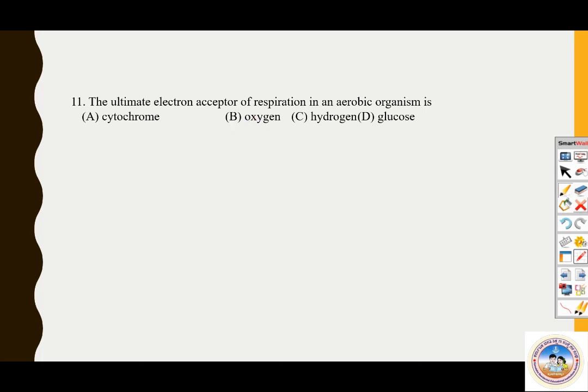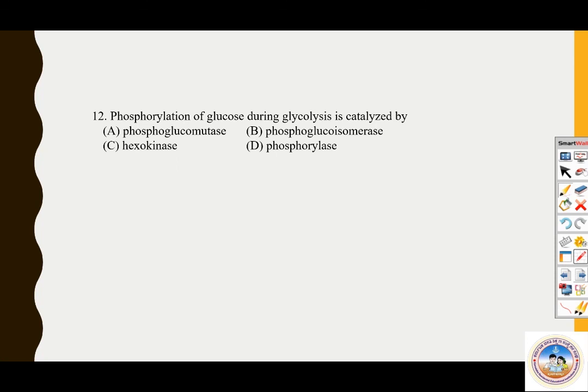Phosphorylation of the glucose during glycolysis is catalyzed by, the 12th one, children. Phosphorylation of the glucose during glycolysis is catalyzed by which enzyme? It was by your hexokinase. Glucose to glucose 6 phosphate, where phosphorylation occurred. So that was none other than your hexokinase.